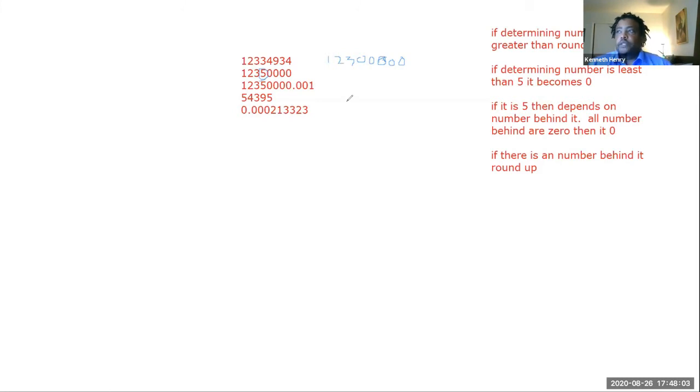Okay, so look at the next one. Are we going to round this one up or down? We want 3 sig figs. Down. Okay, or I should say, leave it the same. What should be the answer? 1, 2, 3. And then 5 zeros. 5 zeros still. Okay.